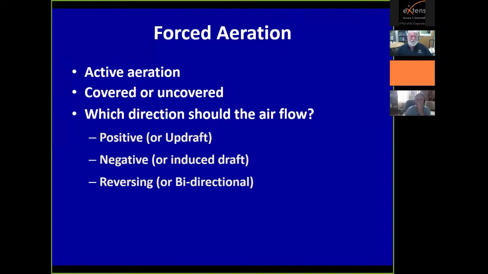Forced aeration is an active aeration approach where you are introducing air into the piles deliberately. They can be covered piles or uncovered piles. You can either blow air into the pile, using basically the method developed at Rutgers, or you can pull air down through the pile, which is called negative air, the method developed by USDA. Recently, we've seen some new facilities come online. The new 55,000 ton per year composting facility in Phoenix, Arizona, has a reversing air system. They have both positive and negative air.